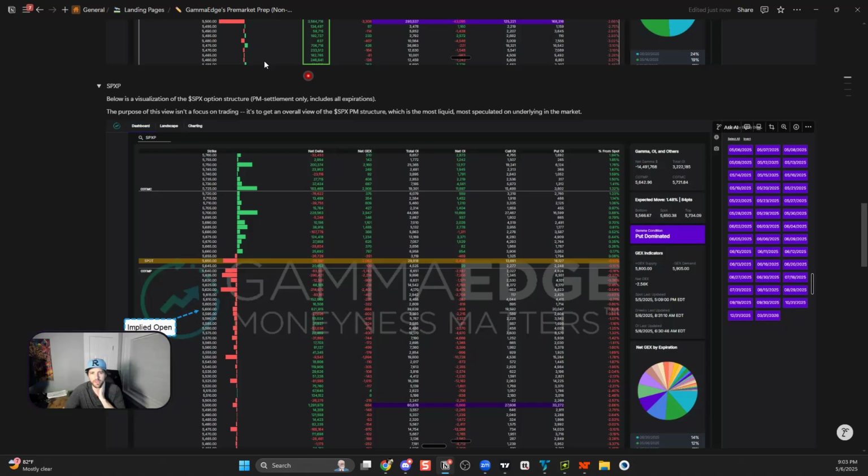Then going to SPXP, again, fairly call dominated structure above and below spot price. That is constructive to see.